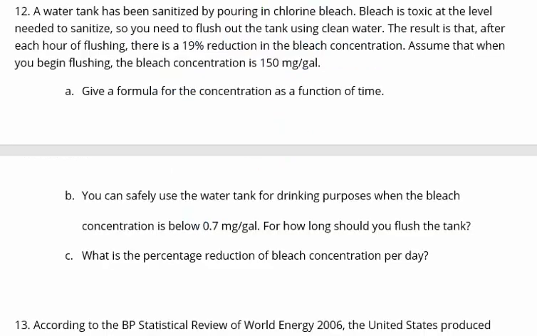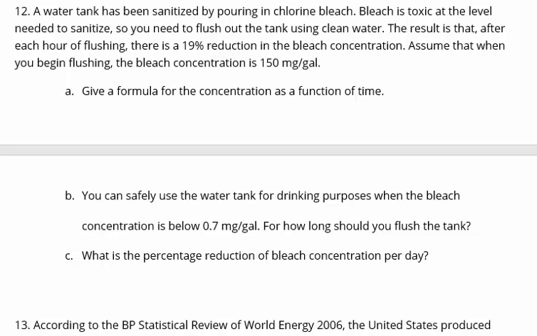Okay, number 12. A water tank has been sanitized by pouring chlorine bleach. Bleach is toxic at that level needed to sanitize, so you need to flush out the tank using clean water. The result is that after each hour of flushing, there is a 19% reduction in the bleach concentration. Assume that when you begin flushing, the bleach concentration is 150 milligrams per gallon.